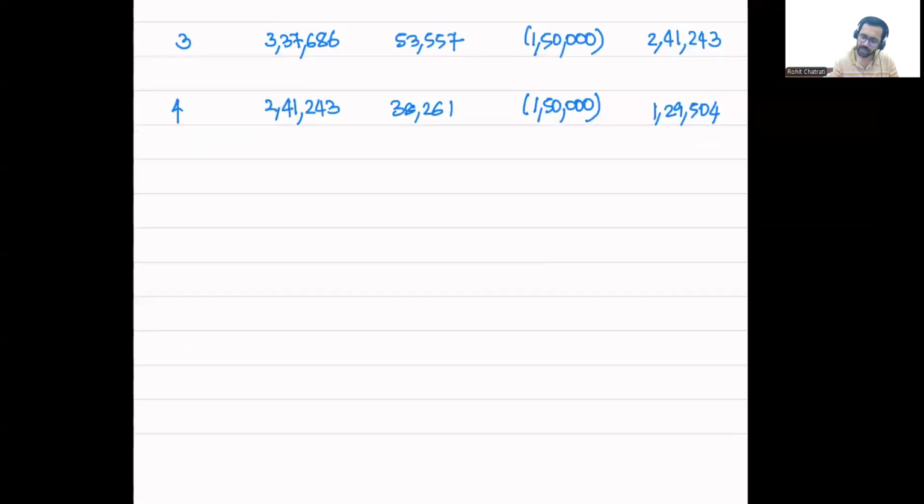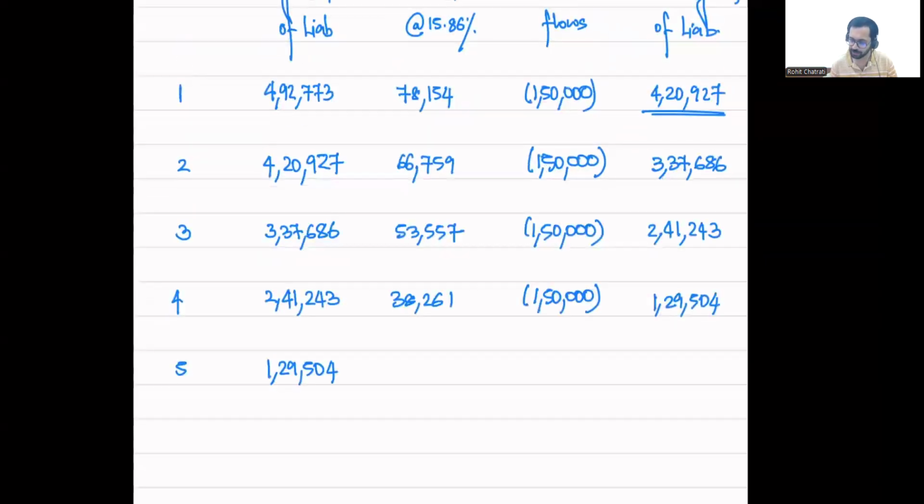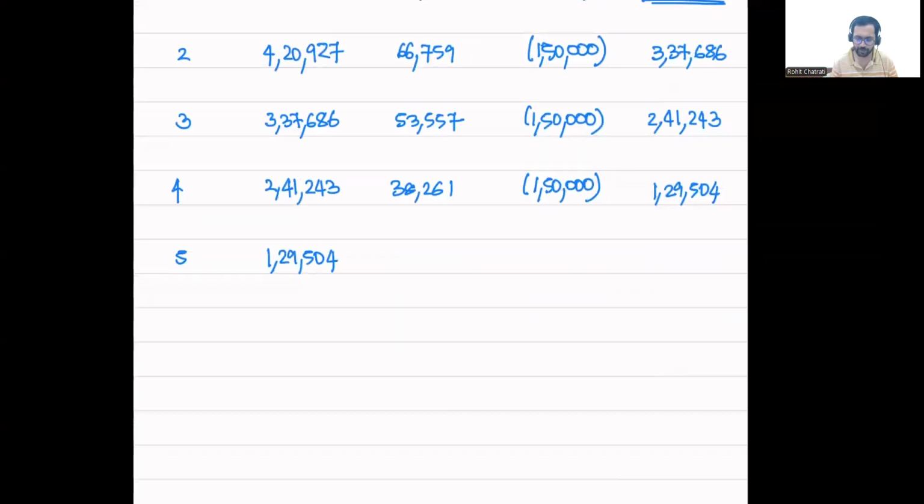which is equal to 1,29,504. For year 5, my beginning balance will be 1,29,504 multiplied by 15.86 percentage, which is the interest for year five, which is 20,539 less 1,50,000. I'm going to make the payment for year five also of 1,50,000. The net liability will then be equal to 129,504 plus 20,539 less 1,50,000, which is equal to 43. Ideally, this 43 also should not have existed. My liability in the books should have gone down to zero at the end of last year.